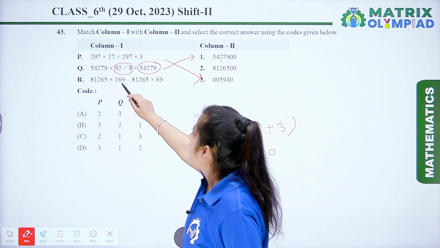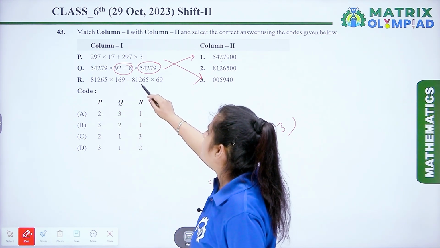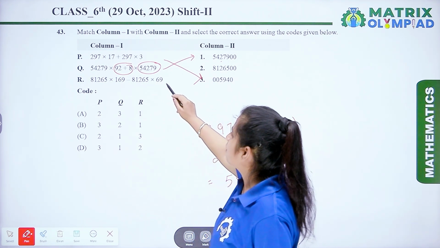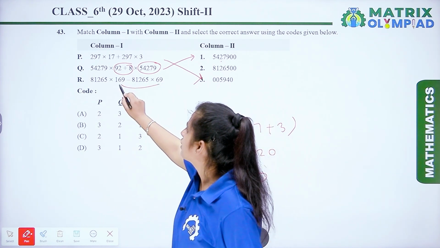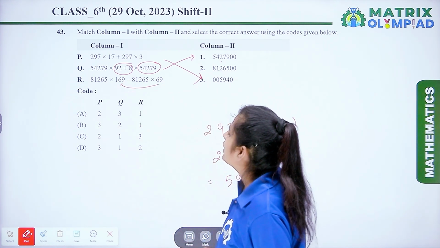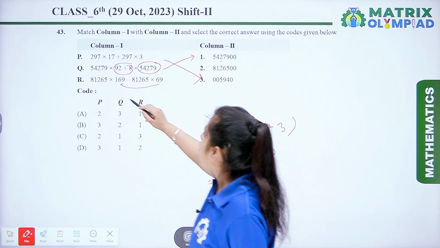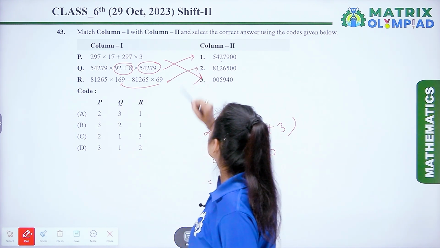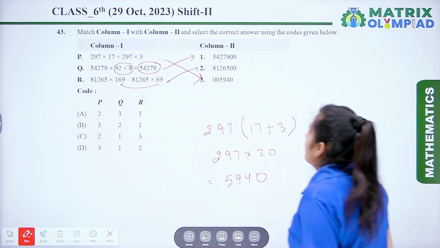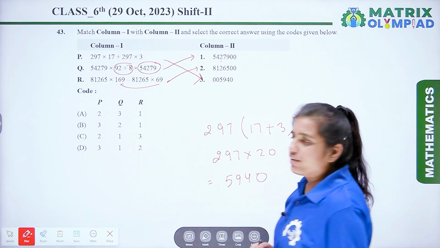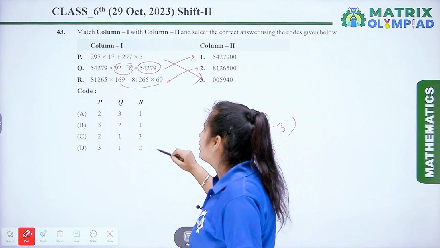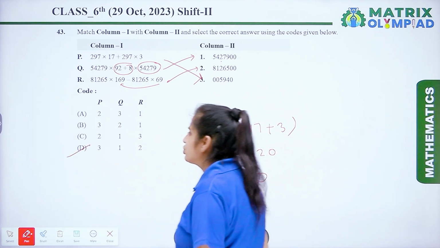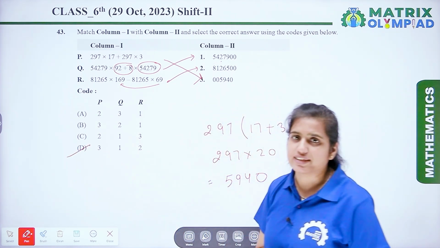Now the last one is 81,265 multiplied by 169 minus 81,265 multiplied by 69. So here we are subtracting 69 from 169 and we get 100. So here the answer will be 81,26,500. So the correct sequence is 312. Here 312 is in the D option. So option D is the correct answer.